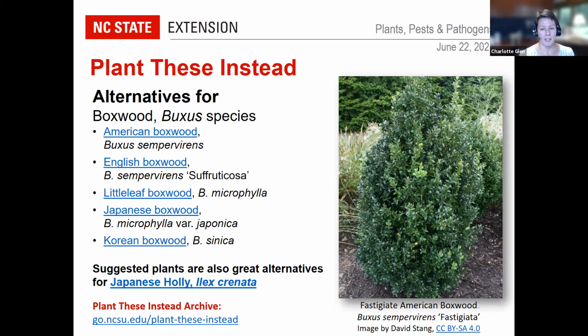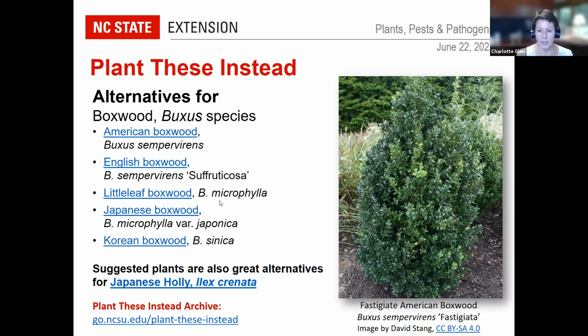And as Mike alluded, there's more than one species. There's what we commonly call the American boxwood, which is actually native to Europe. And then what is called the English boxwood is just a cultivar of the American boxwood. And then there are the littleleaf boxwood, the Japanese boxwood, and the Korean boxwood, from Asia. In general, all of these boxwoods look really similar. Their growth habit may be a little different. Some are more rounded. The one in the picture is an upright form. The Asian species tend to be a little faster growing.